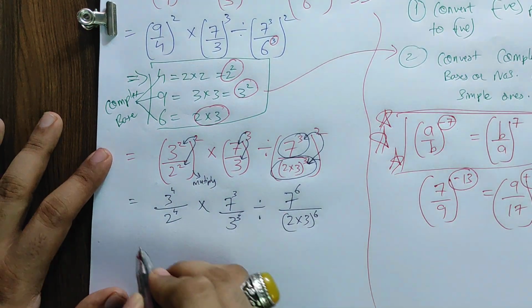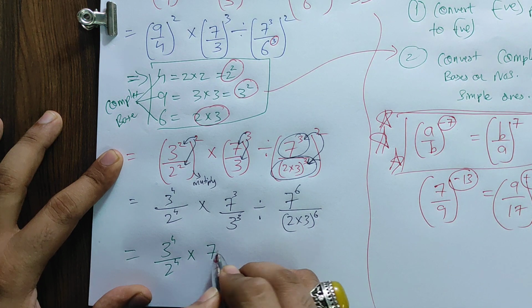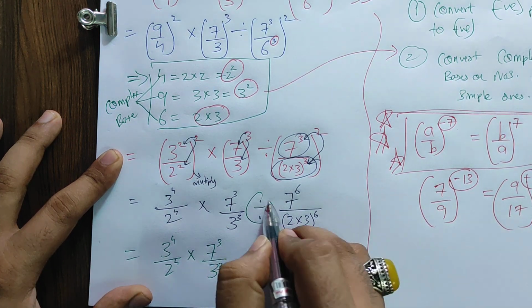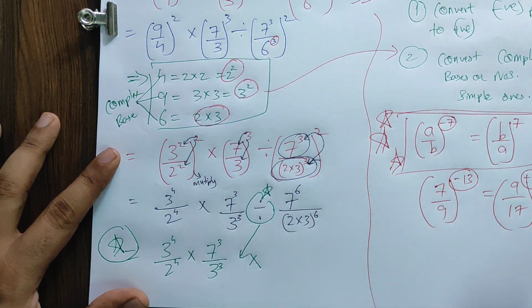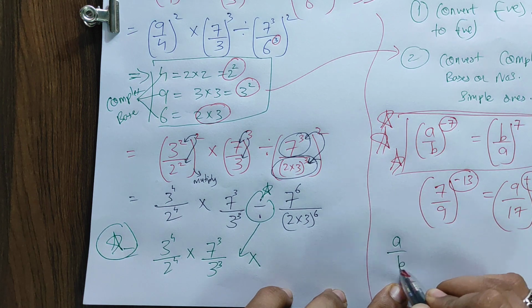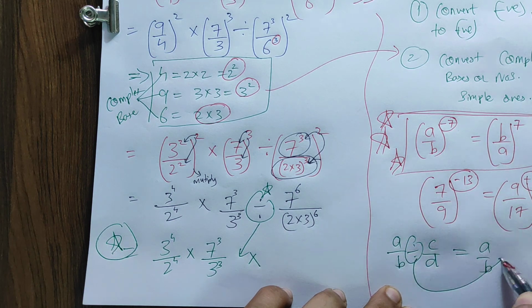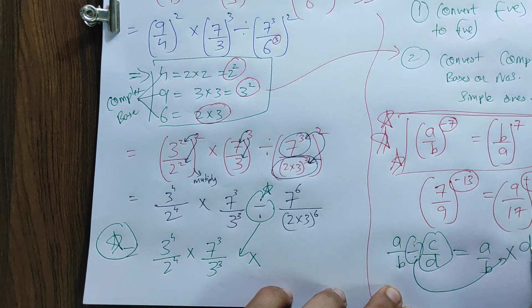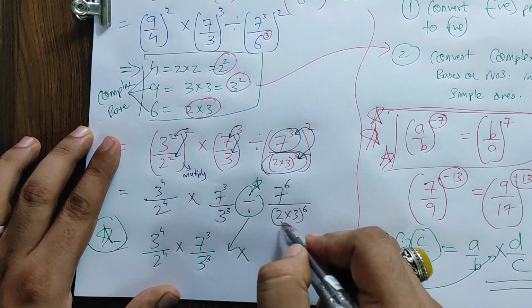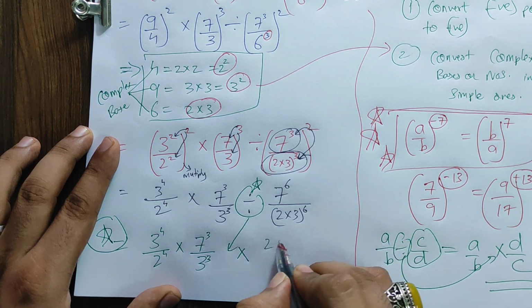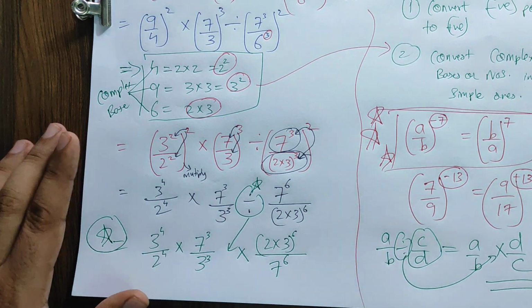Okay. Next step. This is 3 raised to 4 upon 2 raised to 4 multiplied by 7 raised to 3 upon 3 raised to 3. Pay attention. Very, very important step. See this. I'm marking a star. Instead of division, I'm writing here multiply. What rule I gave you all? If I have A upon B divided by C upon D, then I'll write A upon B, instead of division I'll write multiply. So C upon D I will write as D upon C. Similarly, instead of division, I am writing multiplication here. So I will write this upside down. This 2 into 3 raised to 6 will go in the numerator. 2 into 3, the whole raised to 6 will go in the numerator. And the 7 raised to 6 will be in the denominator.